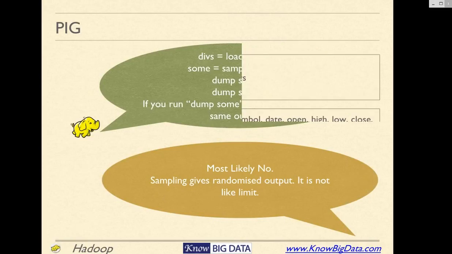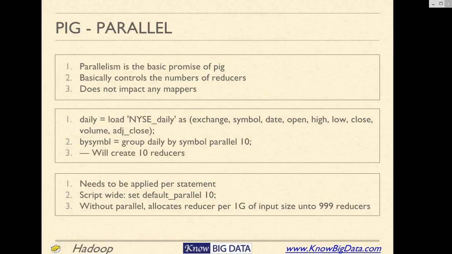Yeah, and we know that when you say dump sum, it will run the map reduce code twice, and since it's a sample, it's going to give you a random sample. So most likely it's not going to give you the same output. If you want the same output, then you should use limit. If you say limit 10, it's going to give you the first 10 rows every time.